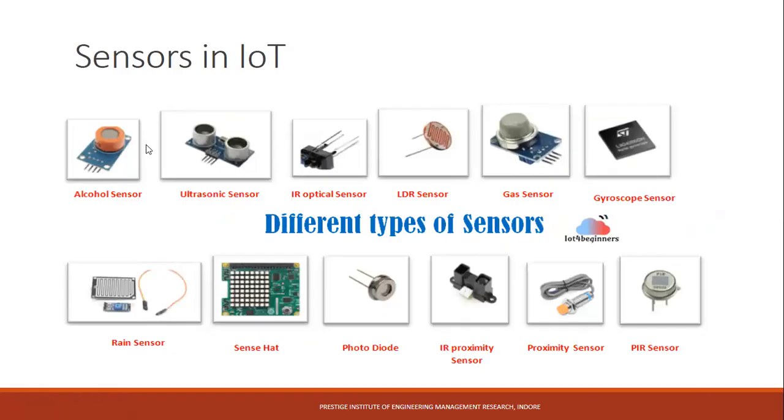And in this slide, you can see the different types of sensors available to us that can be used in IoT based applications. For example, alcohol sensor, and ultrasonic sensor, which can be used for the measurement of distance. This is the LDR sensor for light. This is a gas sensor, with which you can measure the concentration of gas in the surrounding environment. Rain sensors, and so on.